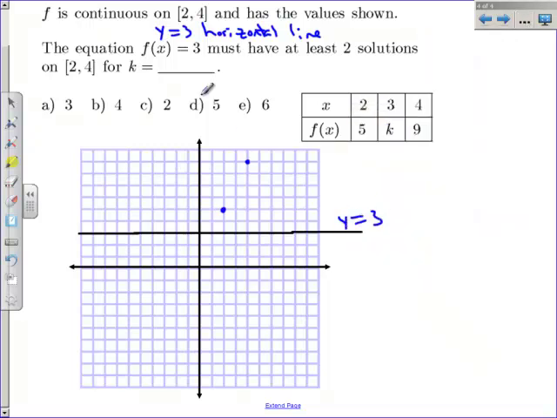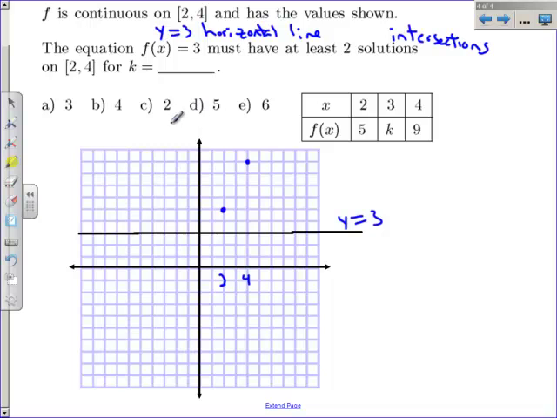And the question says, the equation f of x equals 3 must have at least 2 solutions. This means 2 intersection points. For graphs to have solutions, they cross each other. And so from 2 to 4, what is the value of k? Where do I have to put that y value right here to make sure that when I'm connecting these two dots that I cross this line twice?